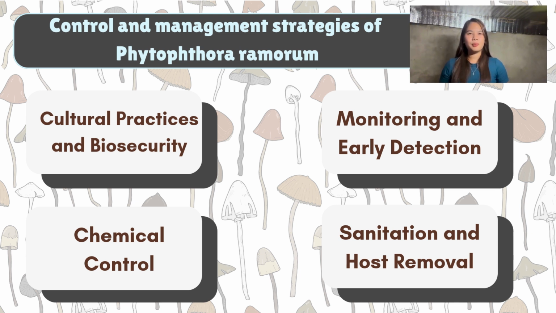Implementing proper cultural practices and strict biosecurity measures helps prevent the introduction and spread of Phytophthora ramorum in vulnerable areas. Second is chemical control. The use of fungicides can reduce infection rates and protect high-value plants when applied properly and timed. Third is monitoring and early detection. Regular monitoring and early detection enable rapid response to new outbreaks, limiting further spread.